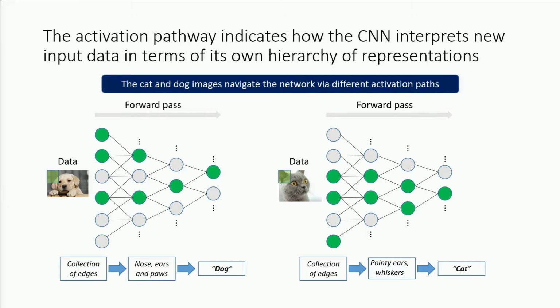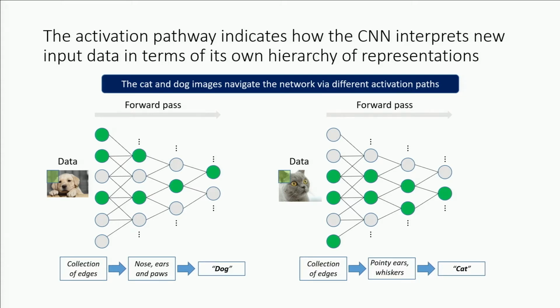So now I'm going to say, what about we look at the neural network as a whole and consider not just the activation of one node, but the pattern of nodes across the network. So in this example, we've got a cute little puppy and a cat. And we can see that they've activated a different sequence of nodes as we go through the network. So the dog image has a particular collection of edges. The cat has a slightly different collection of edges.